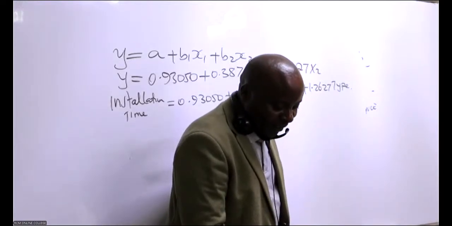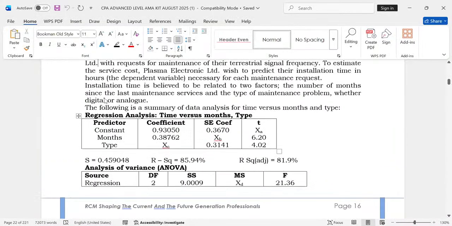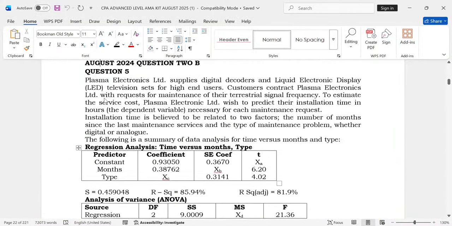Read a little bit, let's see. Later I will say there is a small problem there. These are months for what here? Try to understand these months. Months for doing what? Let's see, these months are months for what? You can see installation time is believed to be related to two factors. The number of months since the last maintenance services.